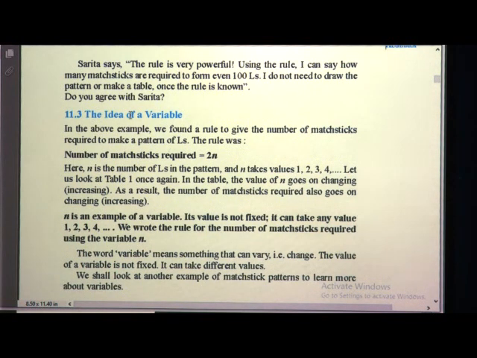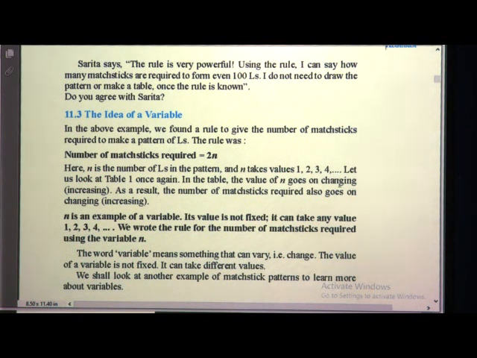Now, we will see the idea of a variable. In the above example, we found a rule to give the number of matchsticks required to make a pattern of L's. So, the rule was the number of matchsticks required is equal to 2n. Here n is the number of L's in the pattern and n takes the values 1, 2, 3, 4 and so on.